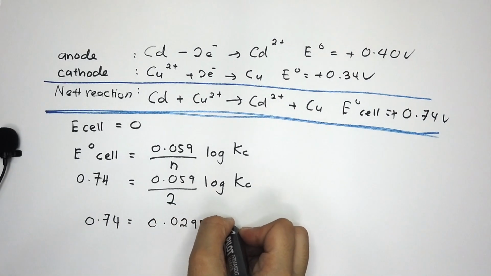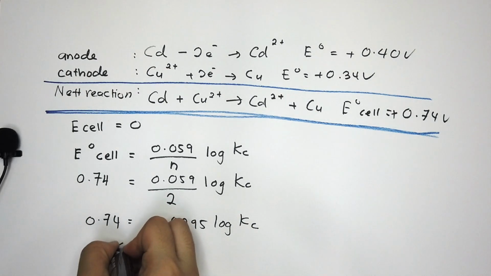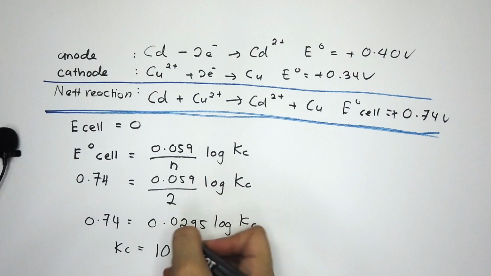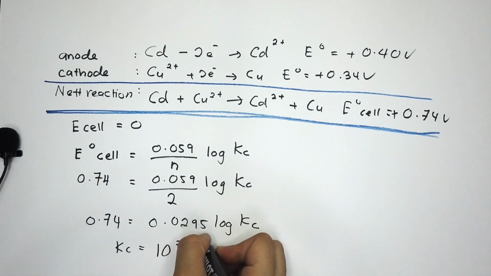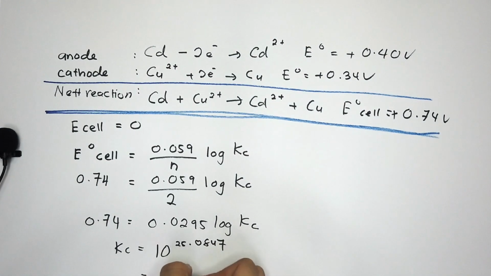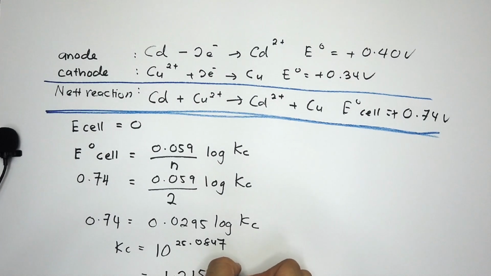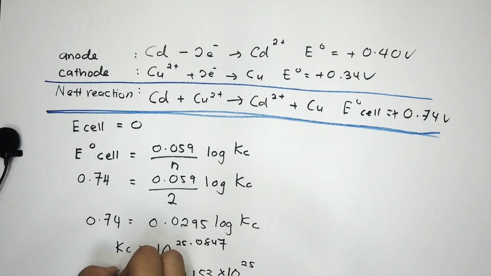0.0295 log Kc. Alright, from here Kc, how are you going to do it? Is 10 to the power of 25.0847. So you shall get, the final answer is 1.2153 times 10 to the power of 25. This is your Kc.